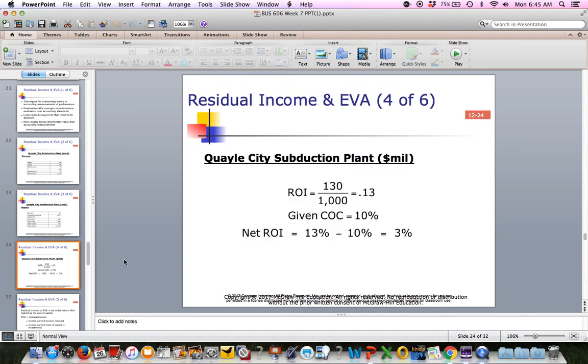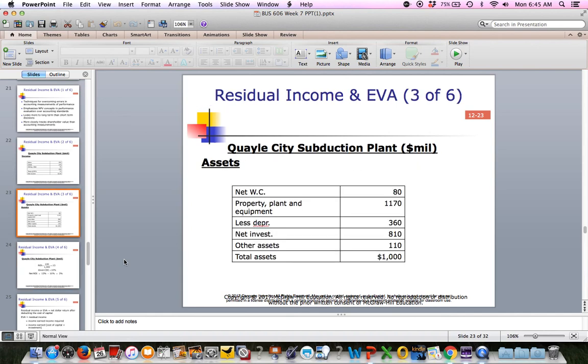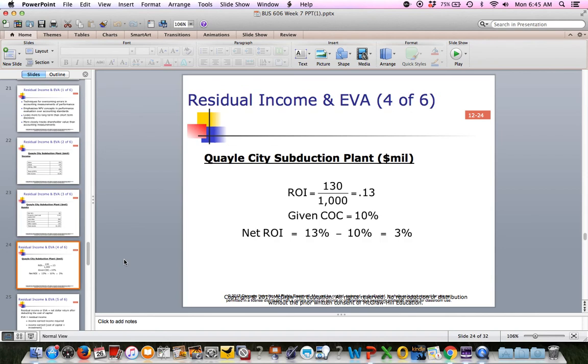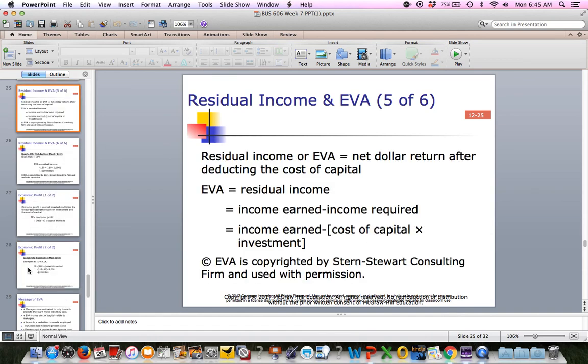And so what I do then is calculate my ROI, return on investment, using the accounting numbers. That's the 130 of net income divided by my total assets of 1,000, and I get 13%. However, I have to back out the cost of capital, or you could call it the WACC. Subtract that 10% and we get 3%. So my net ROI, once I back off the cost of the capital I needed to earn that 130, is 3%. 13% sounds really good. 3% is so-so, right?